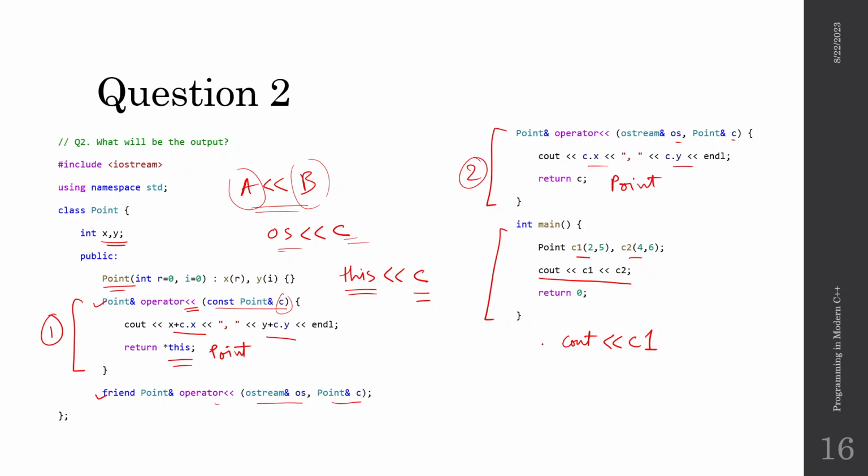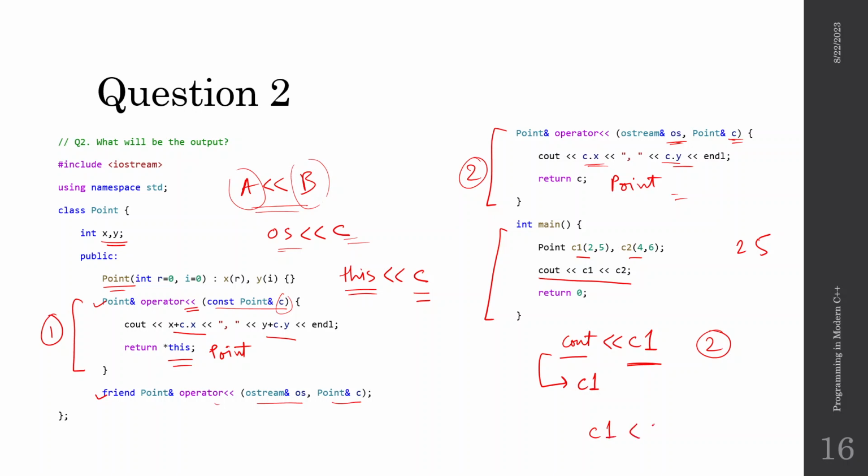So which of the functions will this call? This is an output stream, and this is a point class. So it will call the second function. Okay, it will call the second implementation, because this takes the output stream and a point object, and it returns a point object. You can see the behavior. It just prints the values. So it will just simply print 2 and 5, and it will return the point. So this will return C1.